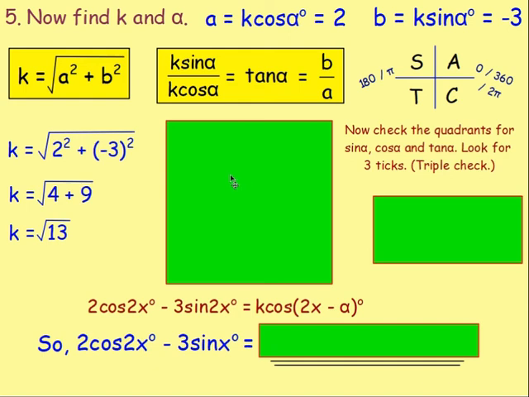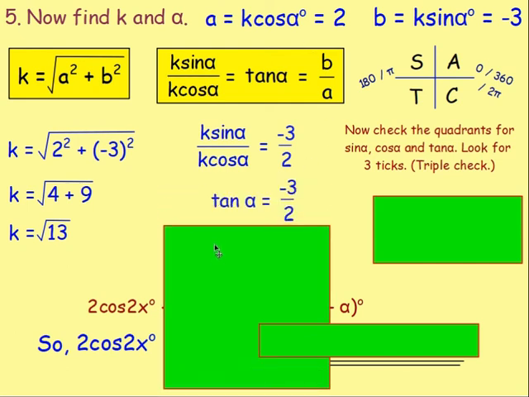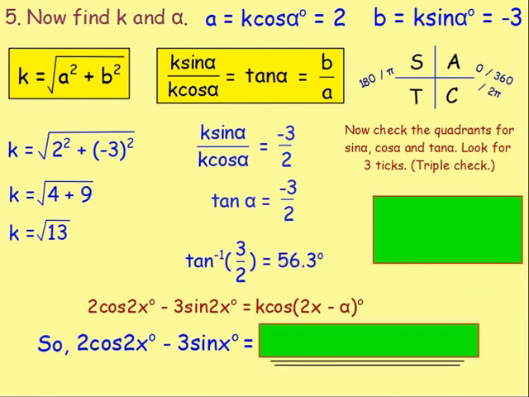To work out alpha, we have k sin alpha over k cos alpha, which will give us negative 3 over 2. The k's will cancel out. Sin over cos is tan, so tan alpha is negative 3 over 2. And from there you can work out tan to the minus 1. Remember though, don't use the negative, just miss that out and work out tan to the minus 1 of 3 over 2, the positive value.